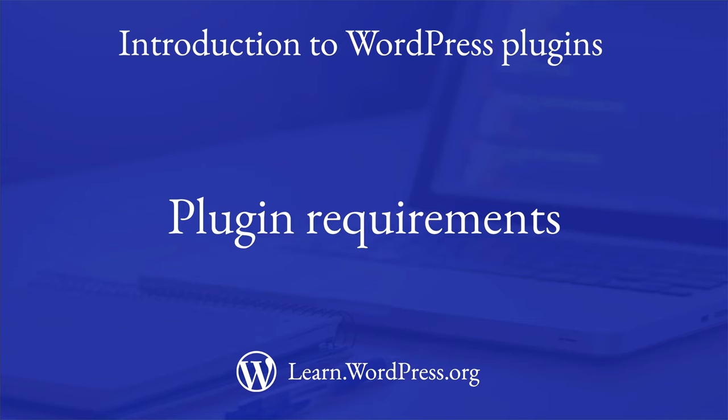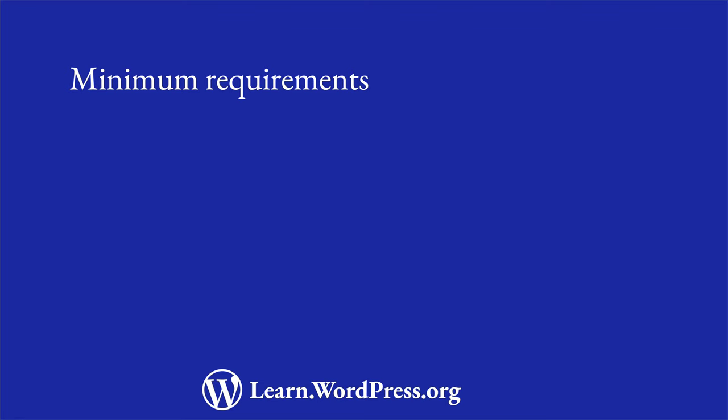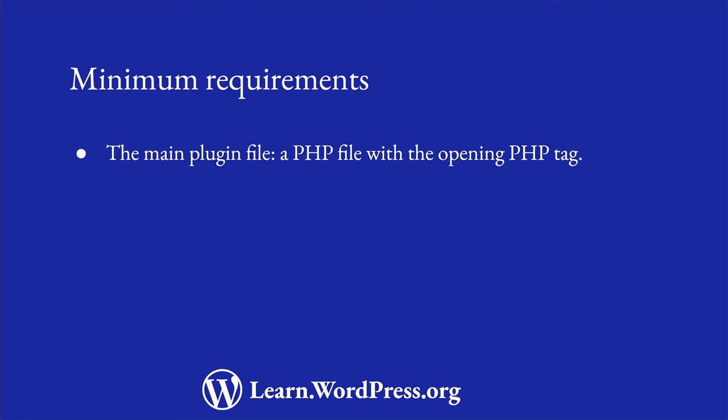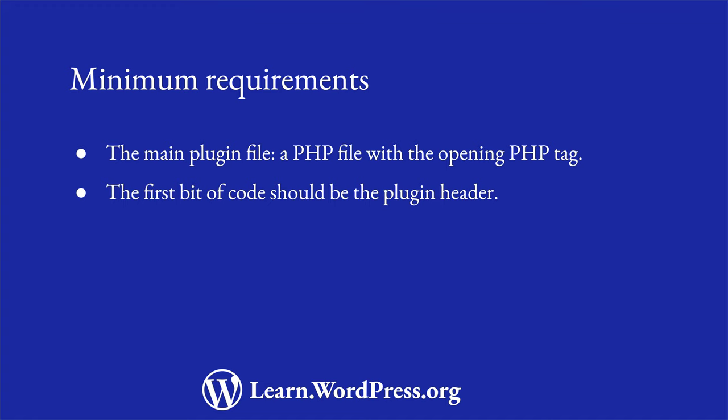Now that you know what a plugin is, let's explore what you need to create one. The minimum requirements for a valid WordPress plugin are at least one PHP file, the main plugin file, with an opening PHP tag. Inside the main plugin file, the first piece of code should be the plugin header, which is a PHP comment block. At minimum, it should contain a field for the plugin name.